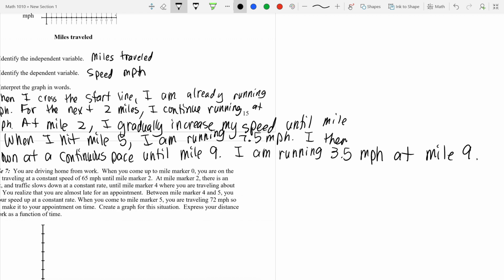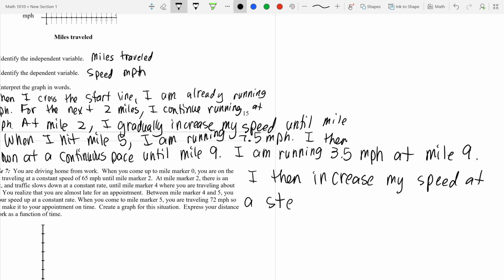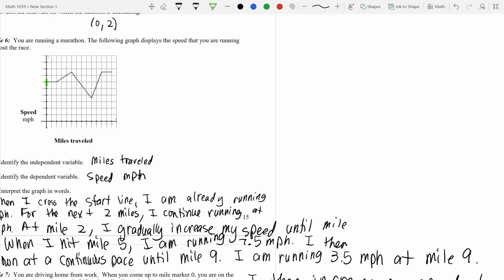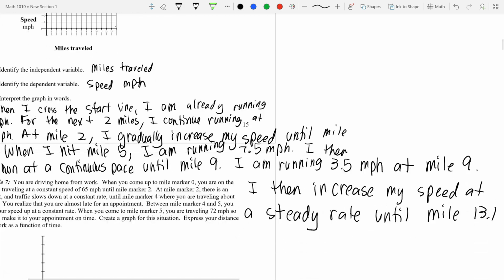Who says I'm with you? I know we're going fast. Who's with me? Okay, then we say, I then increase my speed at a steady rate. That means it's a straight line. At a consistent or steady rate until mile 13.1, till I finish my 13.1. No, that's not true. Until mile 11.